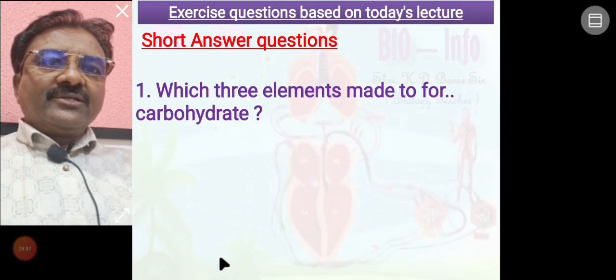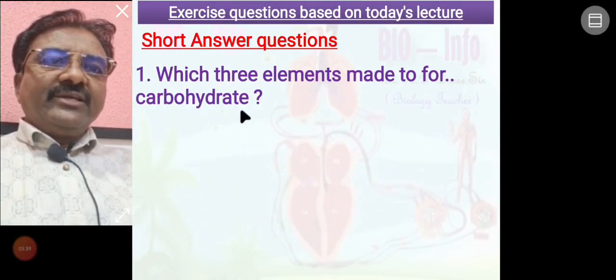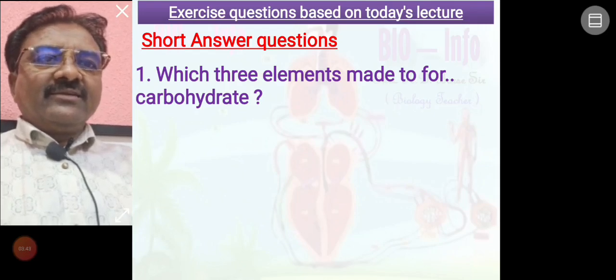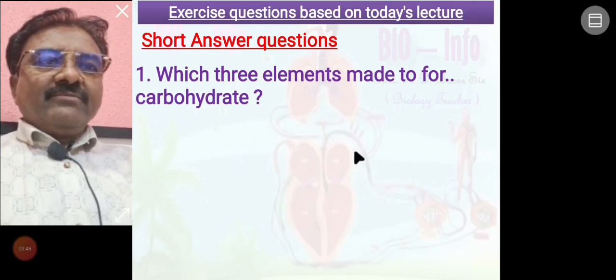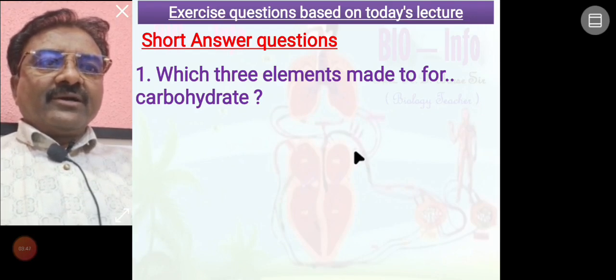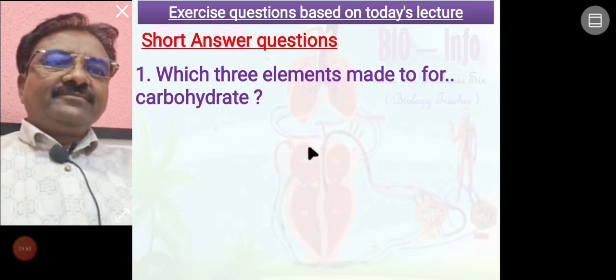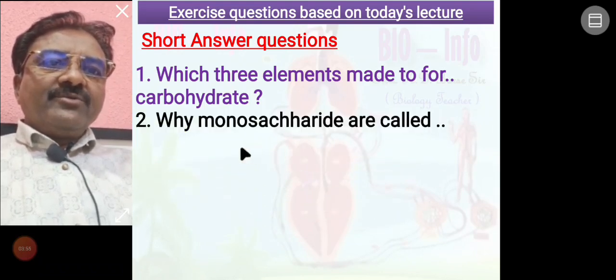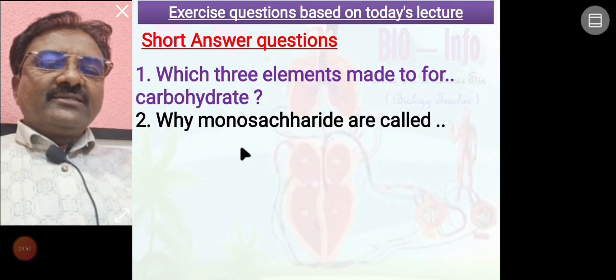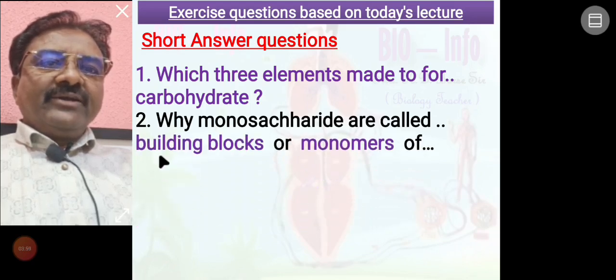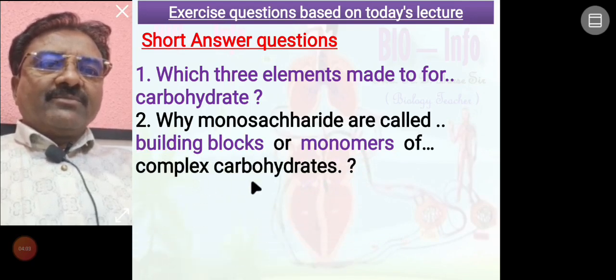Short answer question number 1. Which 3 elements make up carbohydrate? Yes, there are 3 different elements that make up carbohydrate: hydrogen, oxygen and carbon. Why are monosaccharides called the building blocks or monomers of complex carbohydrates?